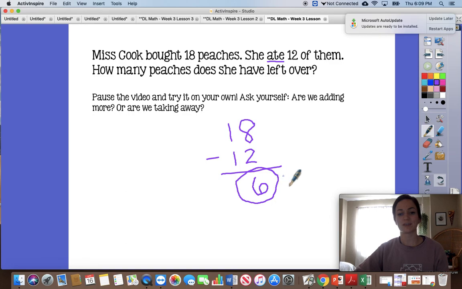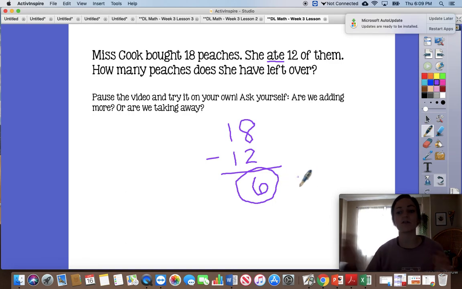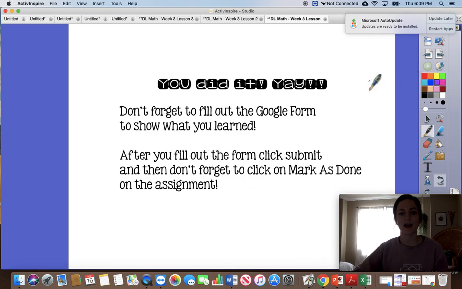I knew I was subtracting because I ate them. I got rid of them. It's not like I bought 12 more. Then I would be adding. I got rid of them. I subtracted.